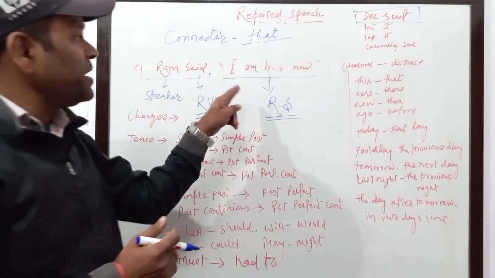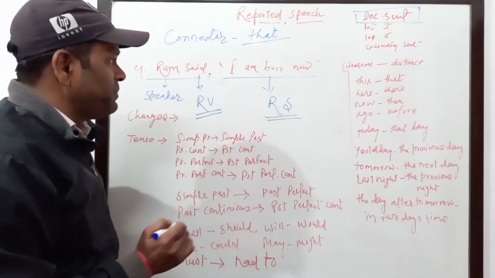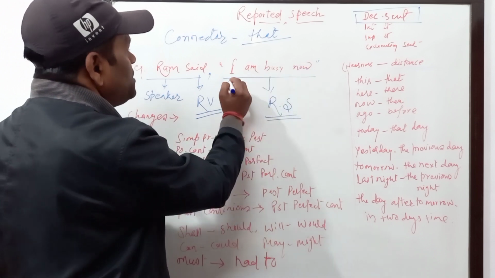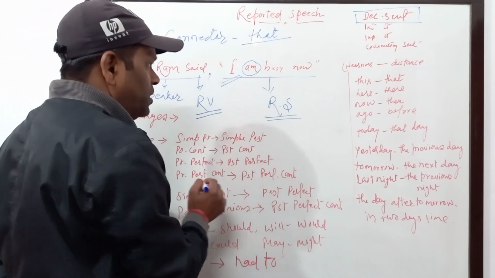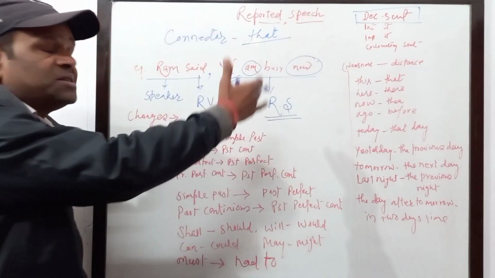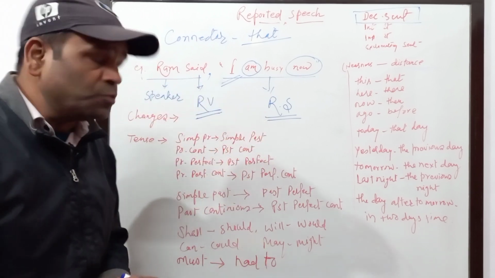Then comes the main point, the changes that we make. First, you see "I am busy now." There, I is a pronoun, am is a verb, and now will change into distance. Nearness will change into distance. So there are three changes we are going to make.